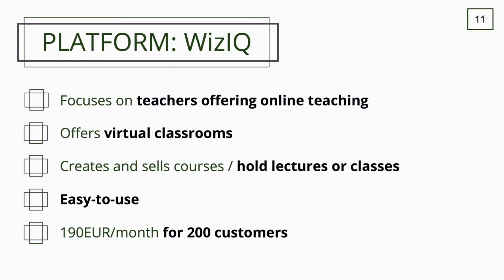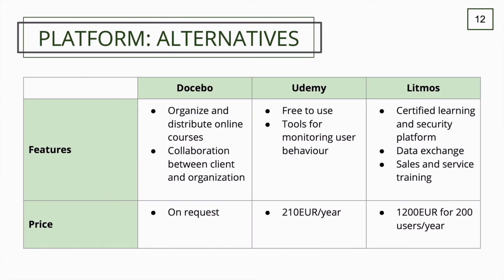It costs 190 euros per month for 200 customers. You can scale the customers up and down, it will get cheaper and more expensive. It depends on the customers, but there are also alternatives which might be cheaper but have some other downsides. So the first alternative would be Docebo. With Docebo, you can organize and distribute online courses, and another feature in it is the collaboration between the client and the organization. The prices cannot be found on the internet, they are only on request. You need to ask for the price, otherwise you can't get it.